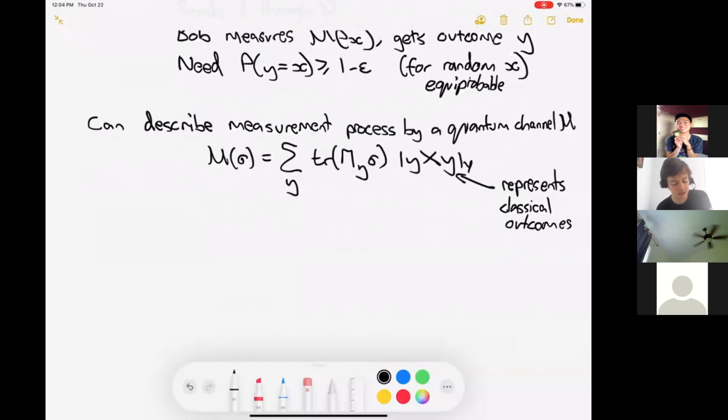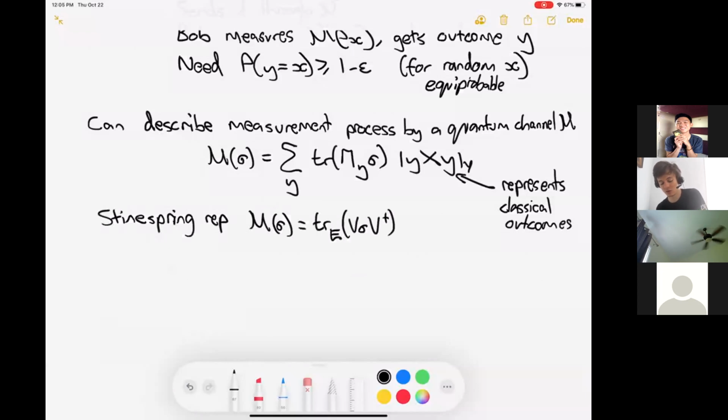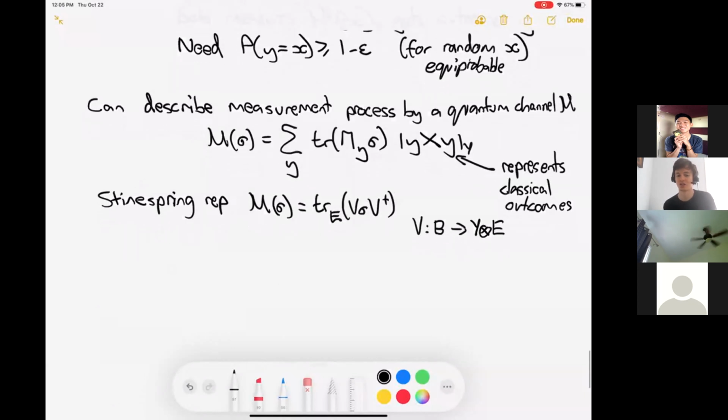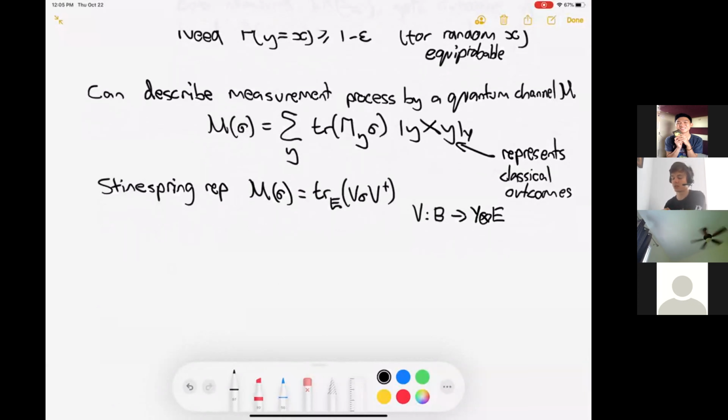And necessarily, because this is a quantum channel, it will have some Stinespring representation, where M of sigma can be written as the trace over E of V sigma V dagger, where V is some isometry from B to Y tensor E. Y is just a Hilbert space built out of the possible measurement outcomes.